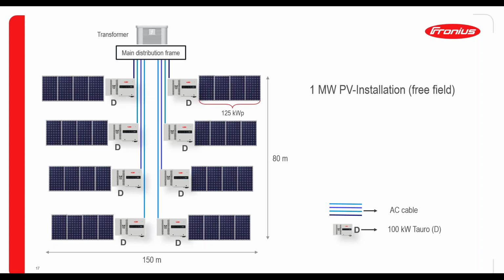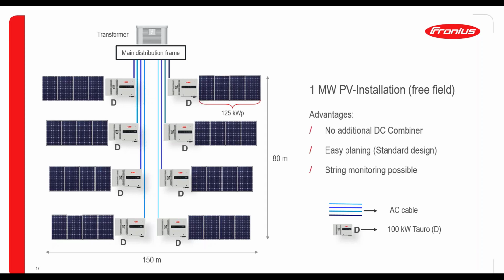8 of them would be connected to those panels, and we have D options here, so near the modules and directly connected via MC4 plugs. And what we can also see here is that every inverter is individually connected via AC cable to the main distribution frame. So let's take a closer look at the advantages here. Of course, we don't need any additional DC combiner box.